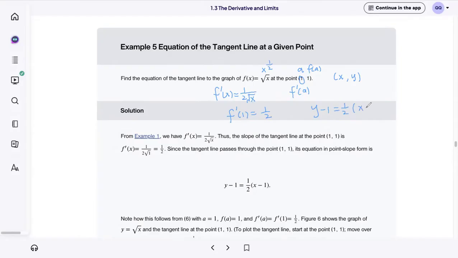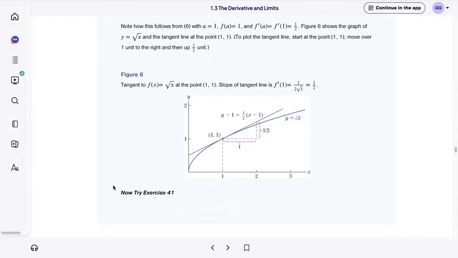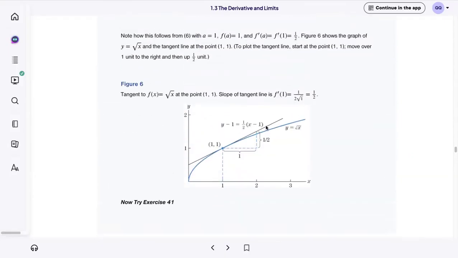So we just write down y minus 1 equals a half times x minus 1, because a and f of a are both 1. And we simplify, so we get y equals half of x minus half. Then move this negative half to the other side, it becomes plus. So that becomes y equals half x plus half. That's how to use the formula. So that's the graph.